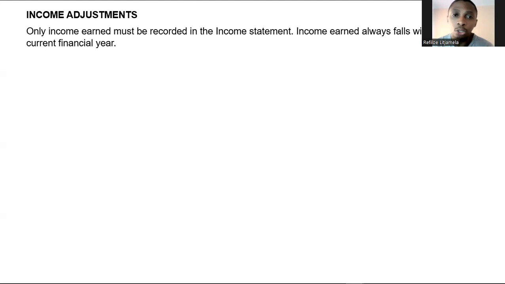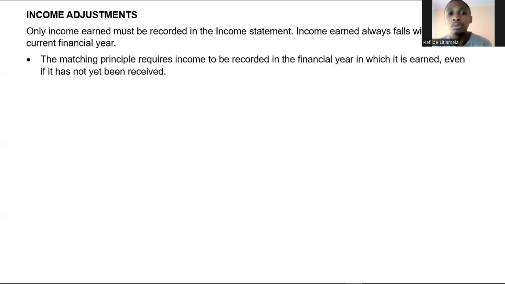So for you to earn income, it needs to be income that you have performed the service for, or you are actually entitled to it. But it must be an entitlement that falls within a specific financial year, or the financial year under review. Okay. Now, the matching principle requires income to be recorded in the financial year in which it is earned, even if it has not yet been received. So you need to record income that you have earned, even though you have not yet received it.